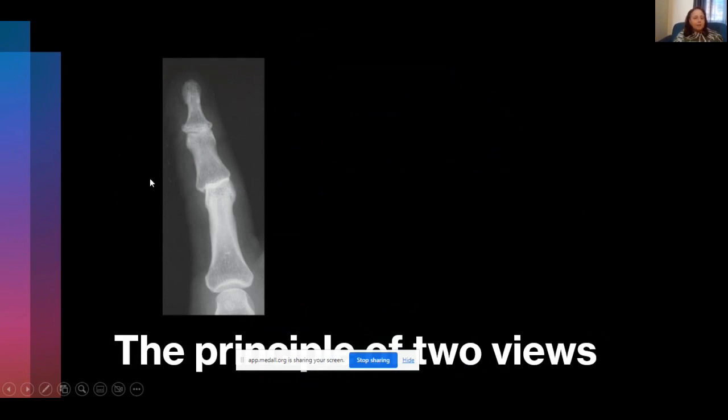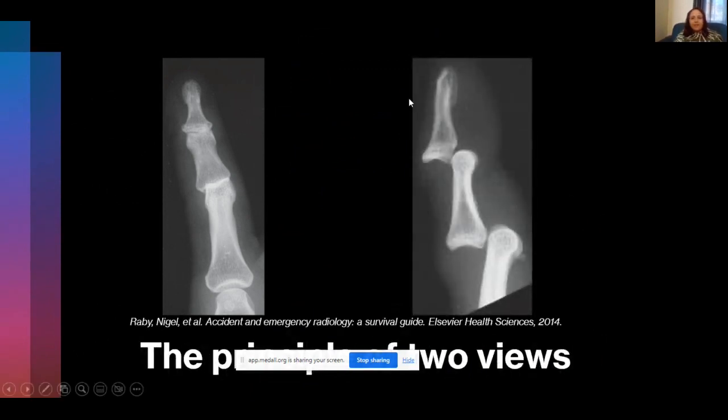This is an AP view of a finger. This patient presented with trauma, and when we look at the X-ray, it looks satisfactory. Satisfactory alignment, no obvious fracture lines. So we would normally call this a normal X-ray. But then, when we look at the lateral X-ray of the same finger, we find that there is significant dislocation at both the distal and proximal interphalangeal joints that was totally invisible on the AP X-ray.